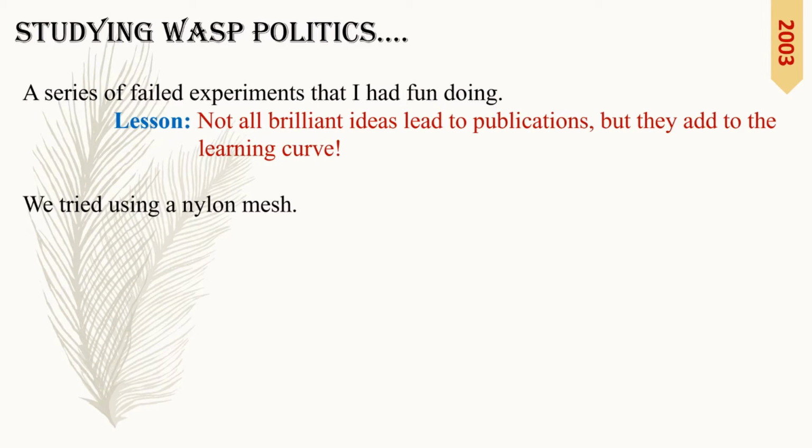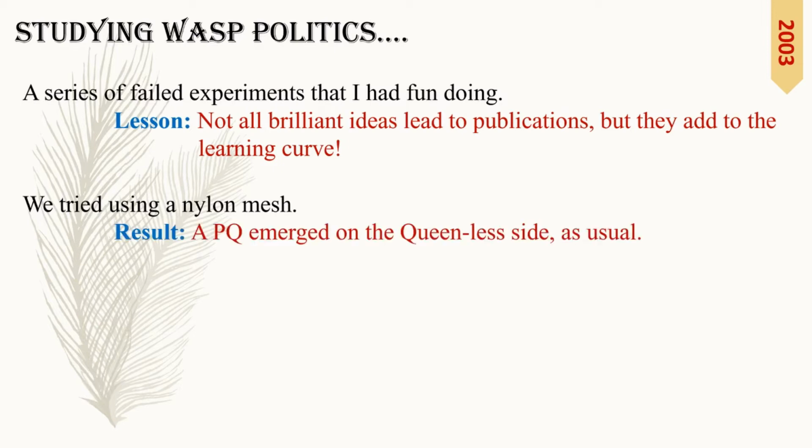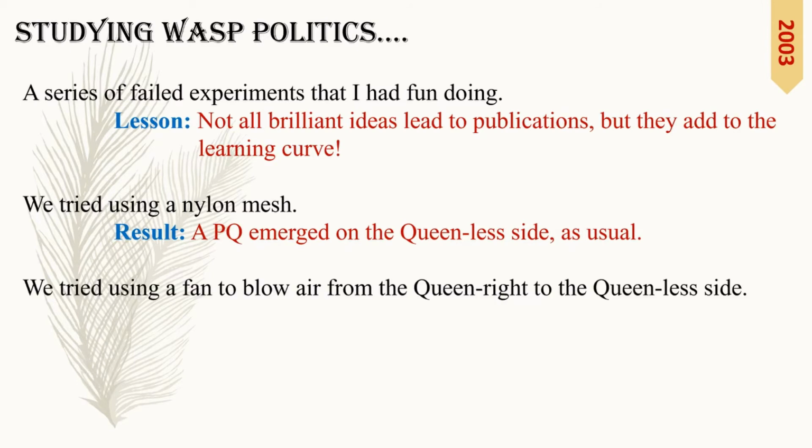So we tried out an experiment where we replaced the iron mesh with a nylon mesh, and I think I did about 3 nests, and finally I gave up, because at the end of the day, a PQ emerged on the queenless side. So whether you give them an iron partition or a nylon mesh partition, the workers simply could not perceive the queen if she was on the other side.